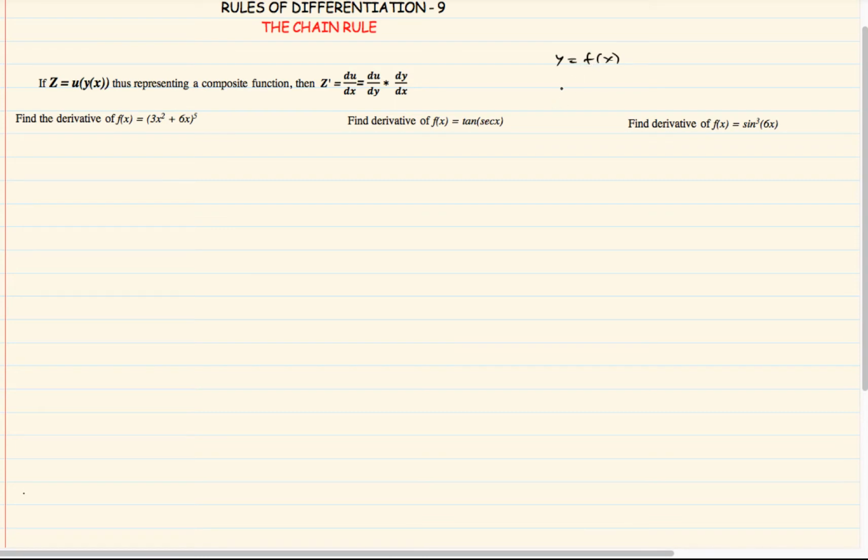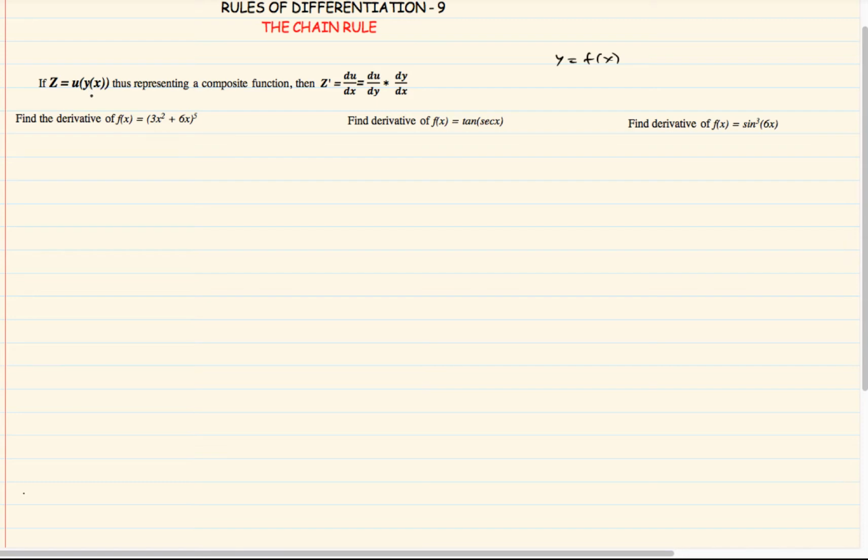But sometimes our y, which is a function of x, is also inside some other function, the bigger function, in which we have a situation like this. For example, z is equal to u of y of x represents a composite function. So what it basically means is that we have some function u, a bigger function, which depends on y, which is another function that depends on x.